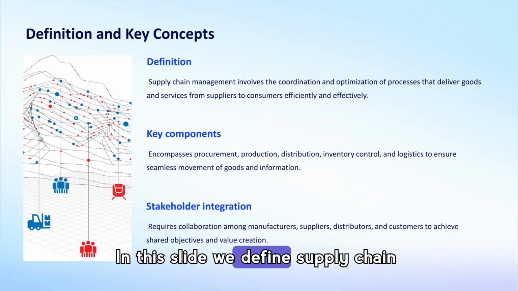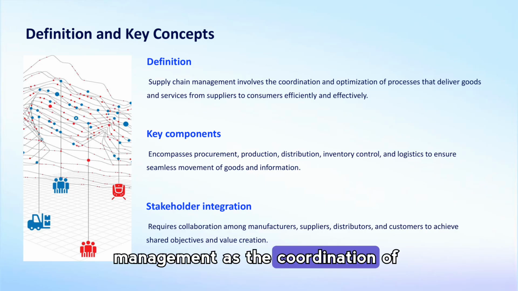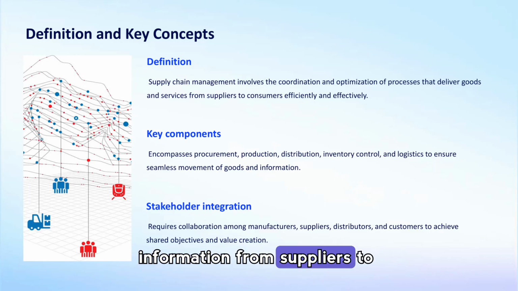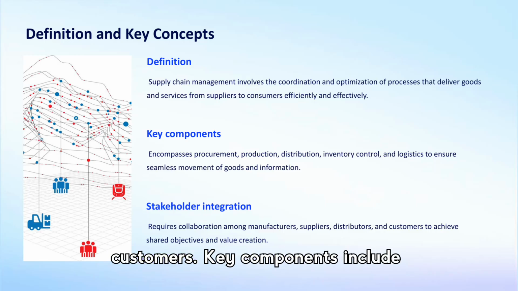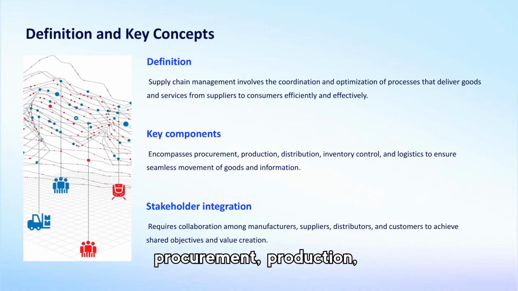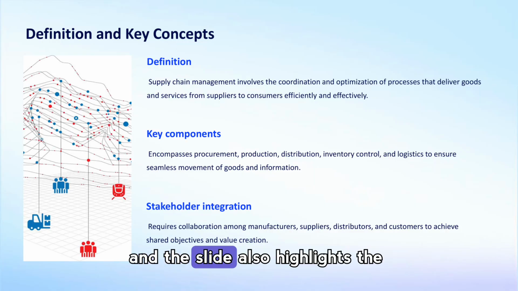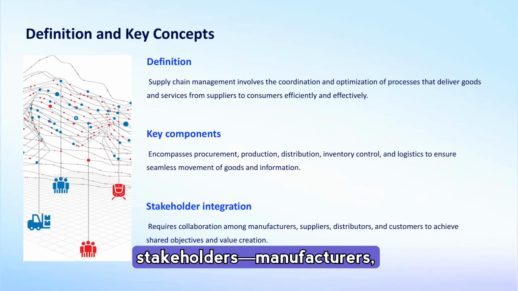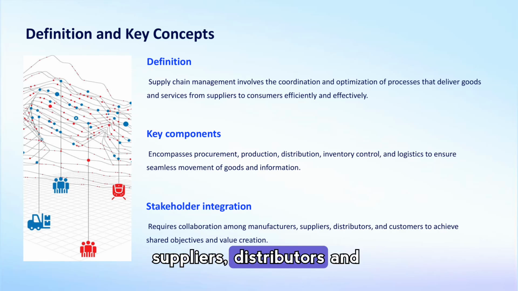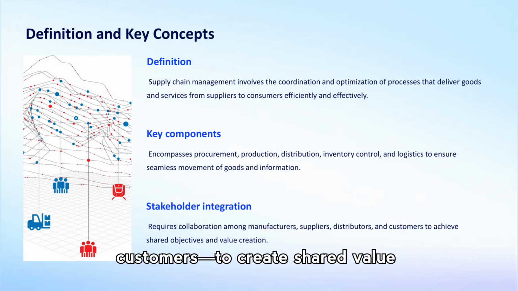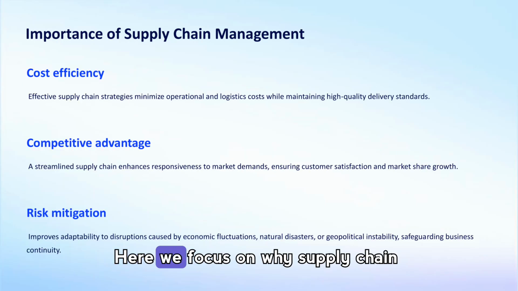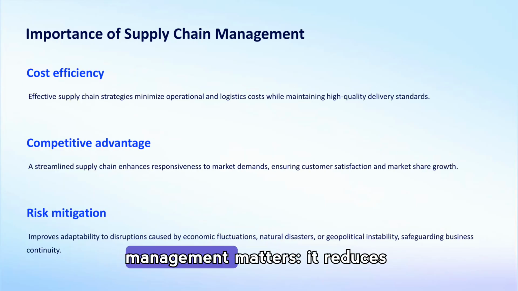In this slide, we define supply chain management as the coordination of processes that move goods and information from suppliers to customers. Key components include procurement, production, distribution, and inventory control. And the slide also highlights the importance of integrating stakeholders, manufacturers, suppliers, distributors, and customers to create shared value and smooth operations.